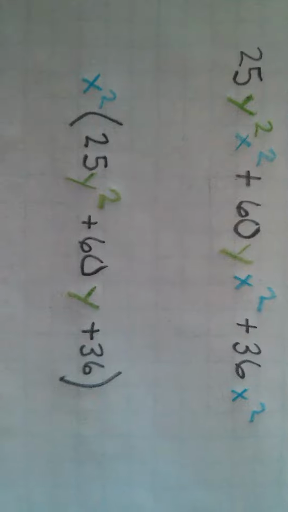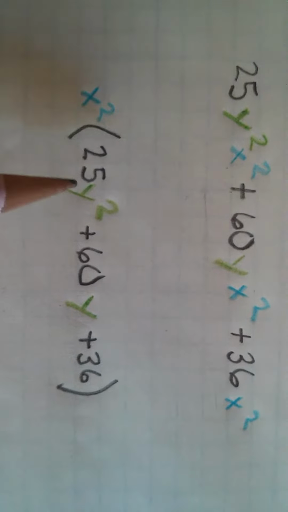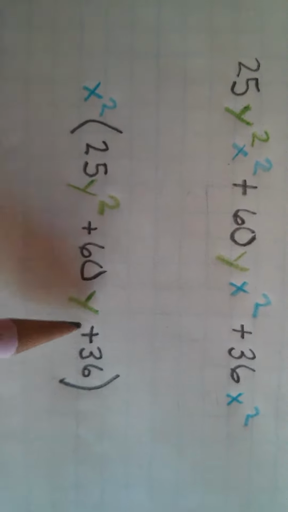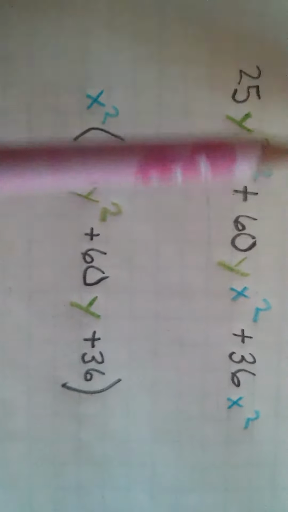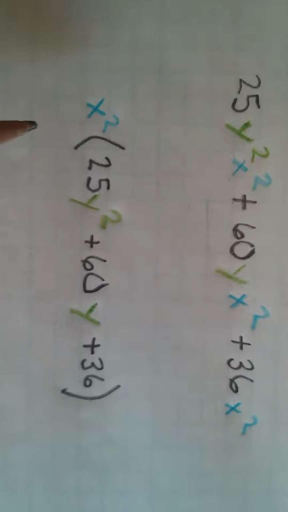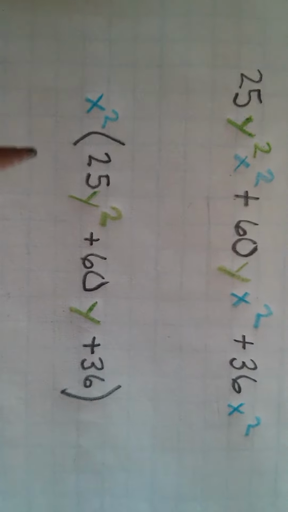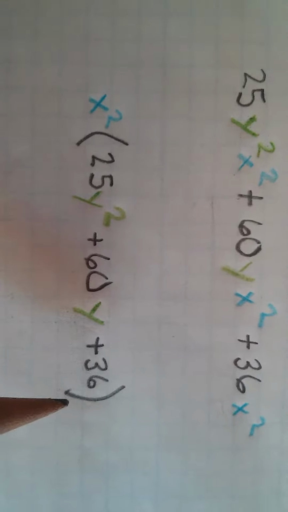Without the x squared, we've got 25y squared plus 60y plus 36, right? So this mathematically is the exact same thing as this. Mathematically, they're identical. When we're dealing with factoring, all we're doing is changing the way we look at it.